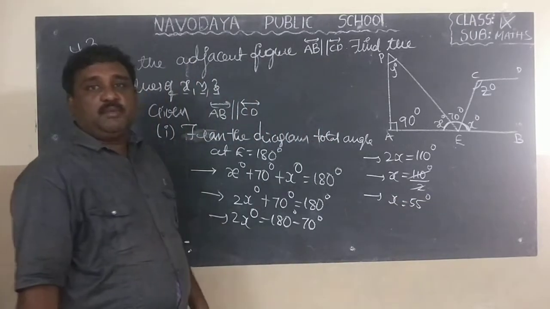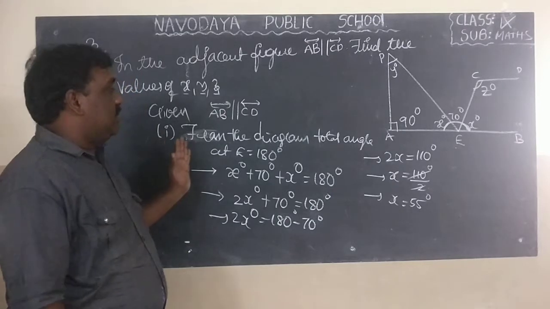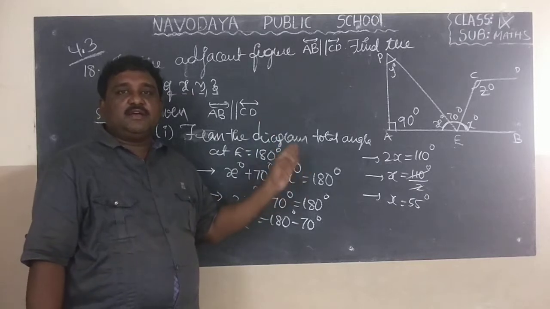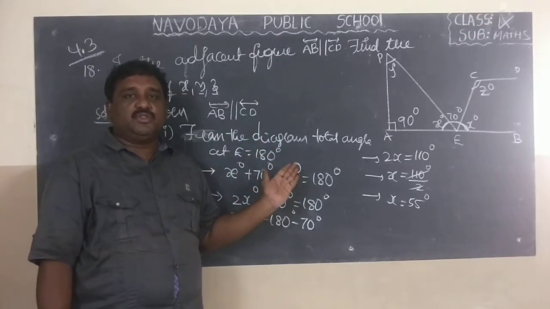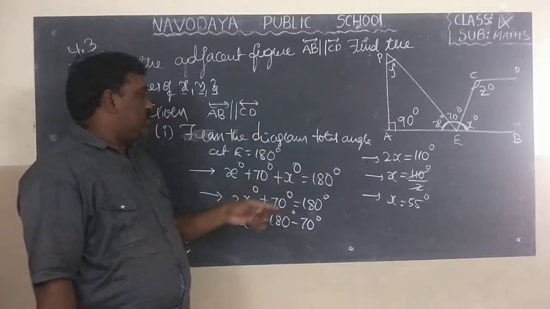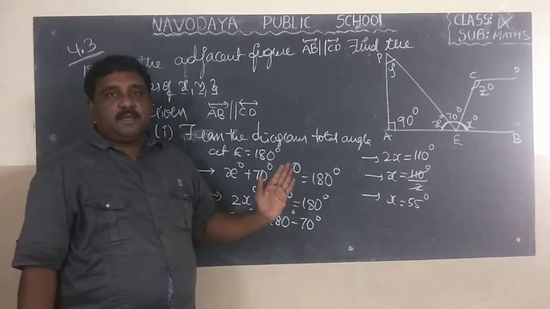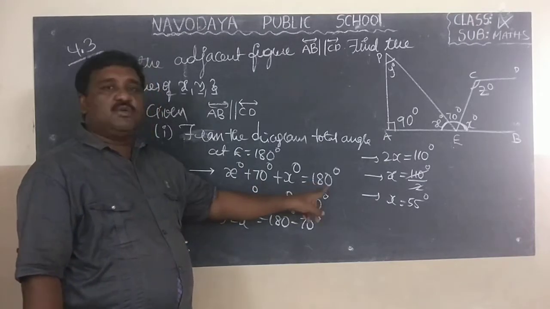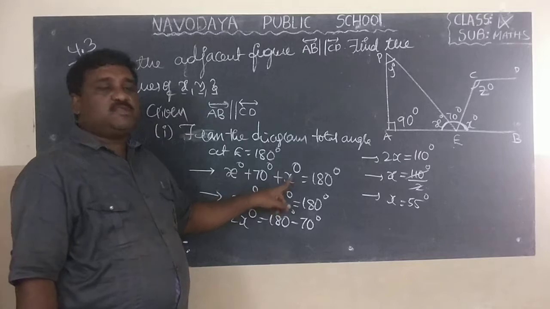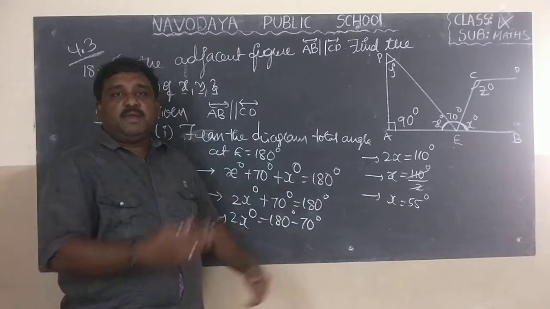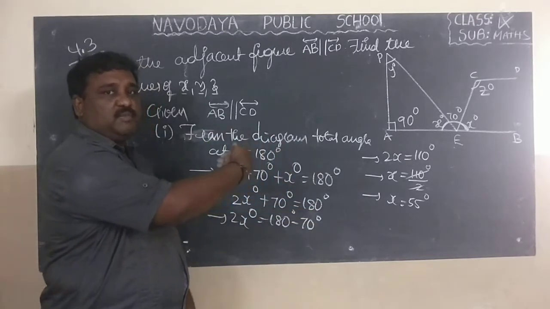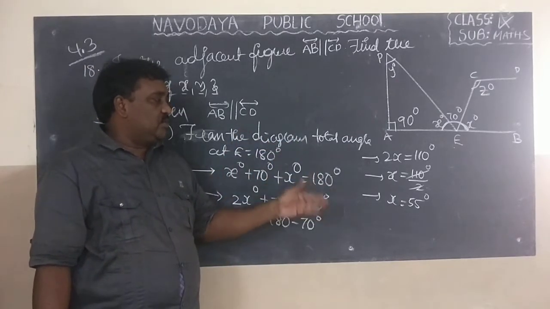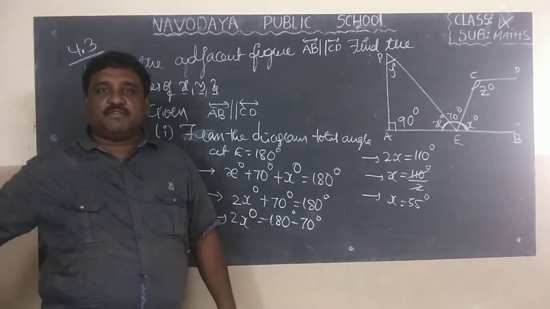So first part of the problem completed. What is the first part of the problem? Finding x. From the diagram, total angle at E equal to 180. It is very clear to you. There, protractor shape is there. So, what are the angles at E? First angle x, second angle 70, third angle x equal to 180. Add, 2x plus 70 equal to 180. Plus 70 is moving to right side, becomes minus 70. 2x equal to 110. x equal to 110 by 2. x equal to 55. First part of the problem completed.